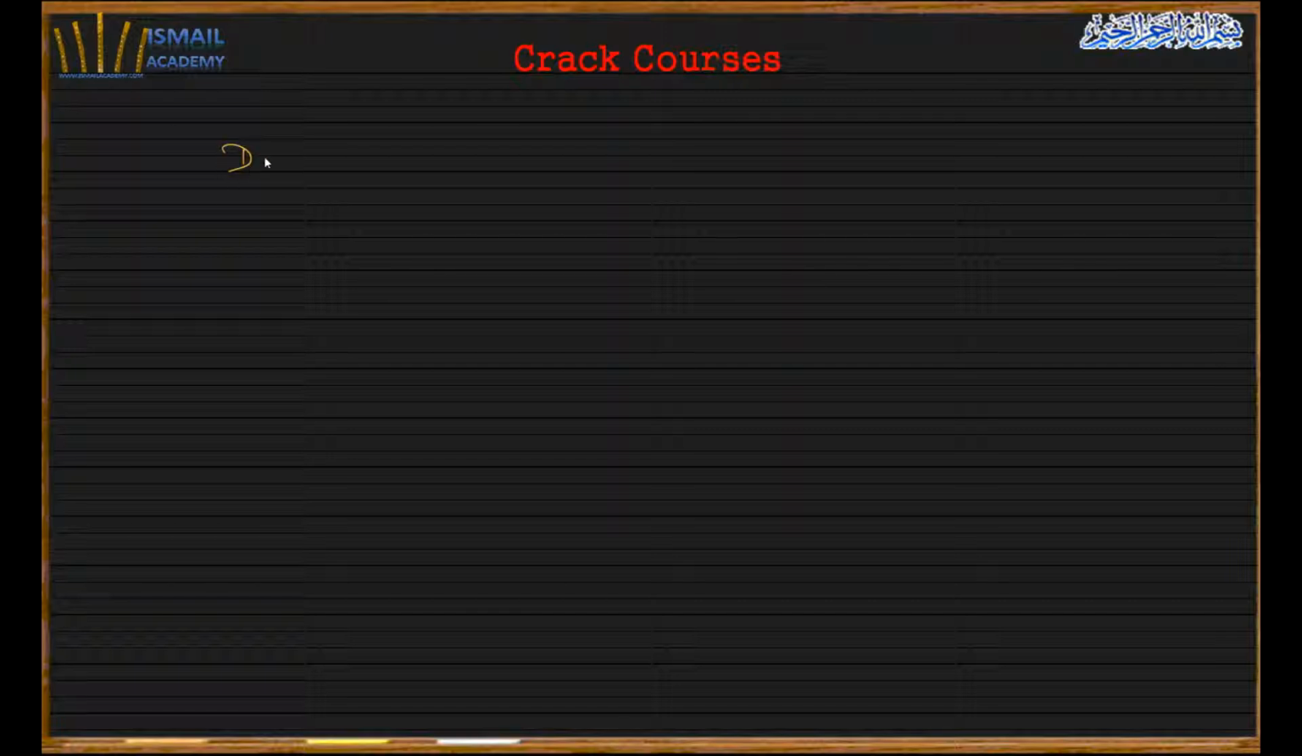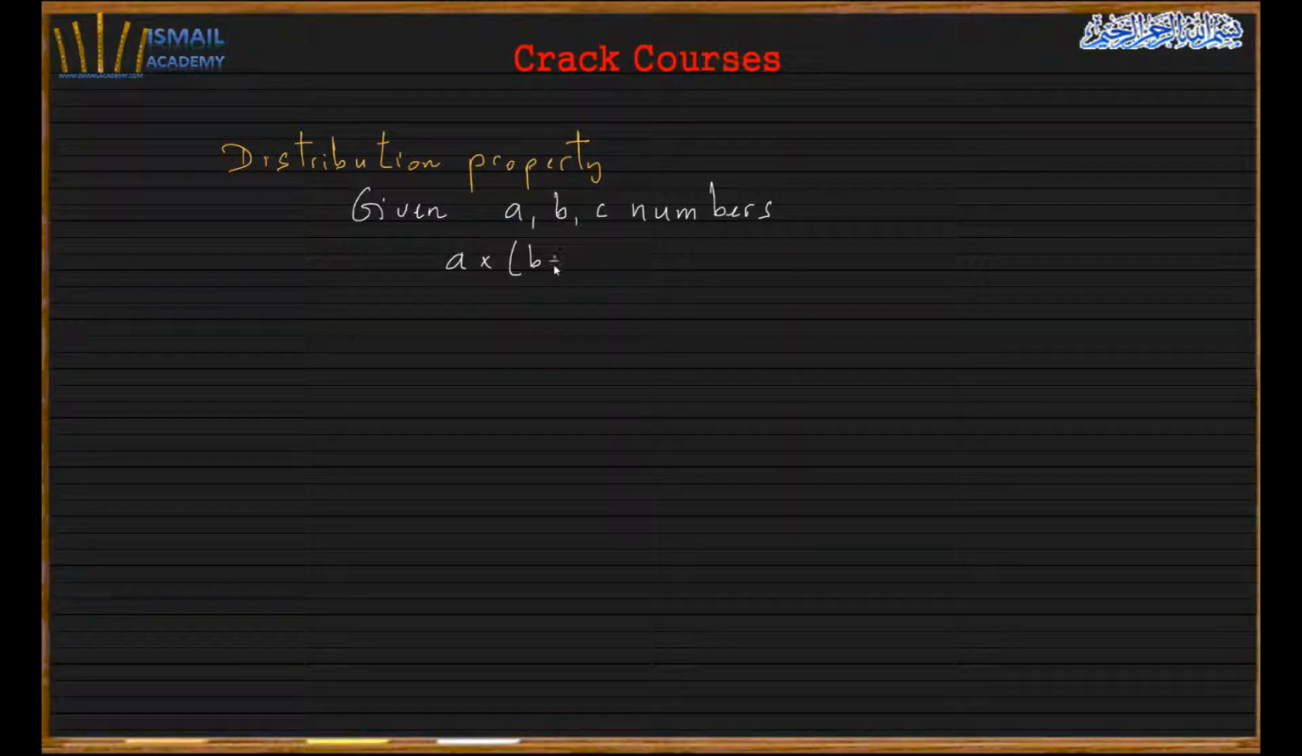Let's write the property. So distribution property. So given A, B, C numbers, so we have A times B plus C is the same thing as A times B plus A times C. So the idea of distribution property is you multiply that number with each term of the addition.